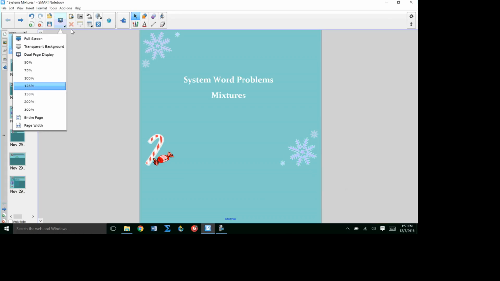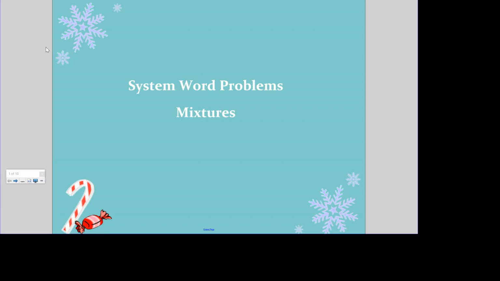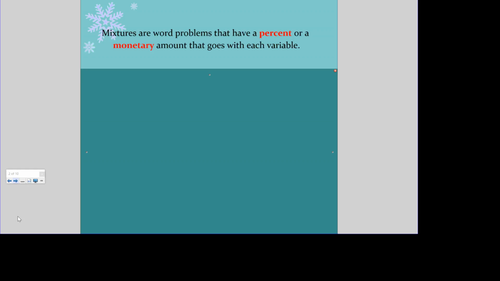This lesson, we're going to look at system word problems, and specifically, we're going to look at word problems that are types of mixtures. So we have looked at basic system word problems. This is going to take these a little bit further and look at that specific kind called a mixture. So mixtures are word problems that have a percent or a monetary amount in them.